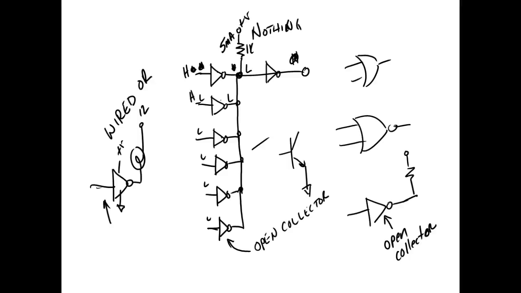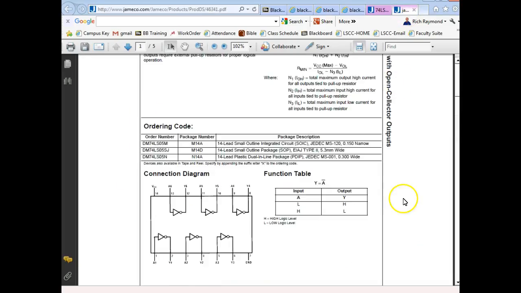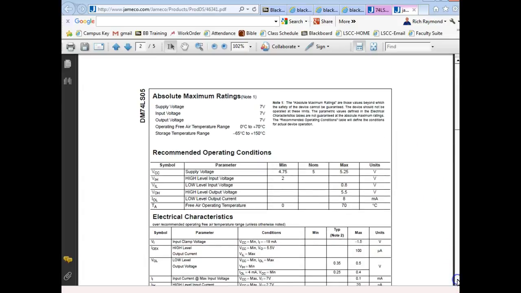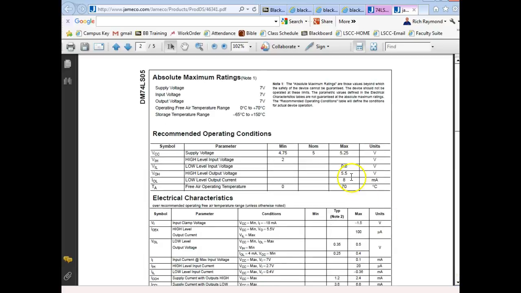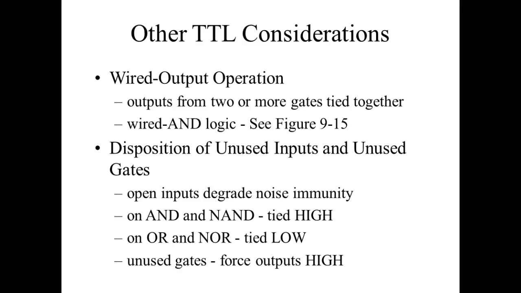A 7405 is still 5 volts, so you couldn't. It's not a high voltage driver. But let's see how much current it can sink. No, it can't sink more than a regular one. It can only sink 8 milliamps, which is about standard for a 74LS series gate. Let's see what else I got in this chapter. So open collector, wired outputs, y'all okay?